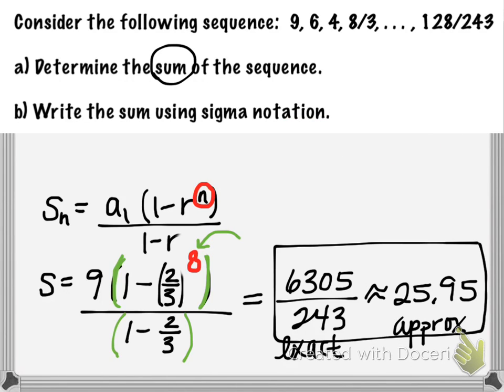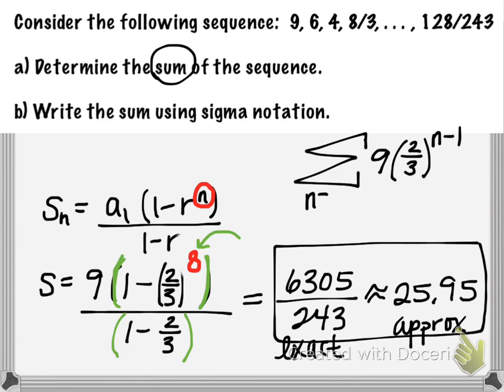Part B asks us to write the sum using sigma notation. So we've already found the sum, now we just want to practice writing this sequence of numbers. If it's a sequence that we're adding, then it becomes a series. We want to write this series in sigma notation. So we already have our formula for this particular sequence, which was 9 times 2/3 raised to the n minus 1 power. And we want to start by substituting in n equals 1, because if we do so, we'll end up with 9 for the first term, which is exactly what we want.